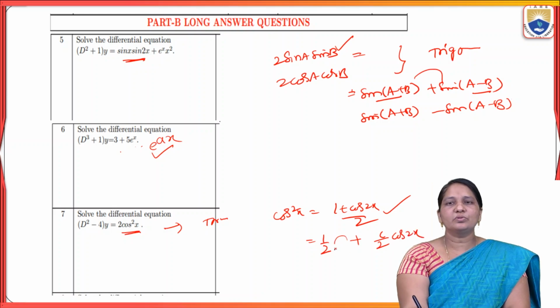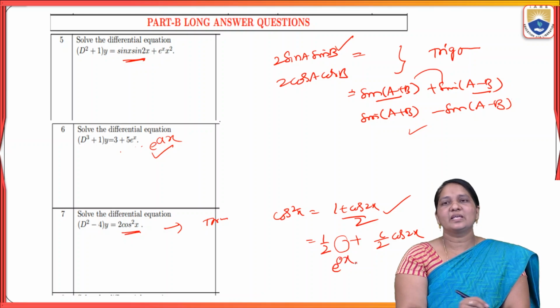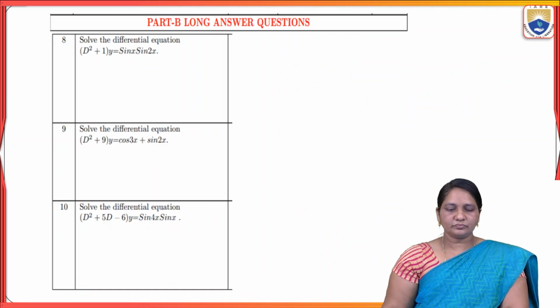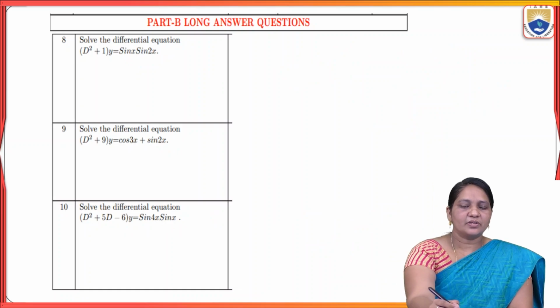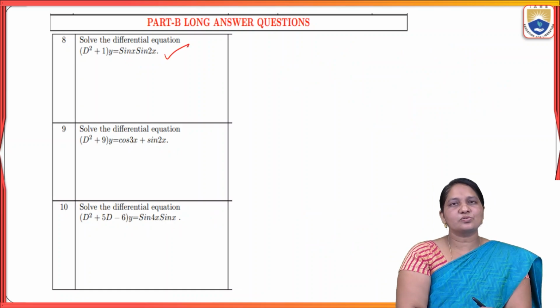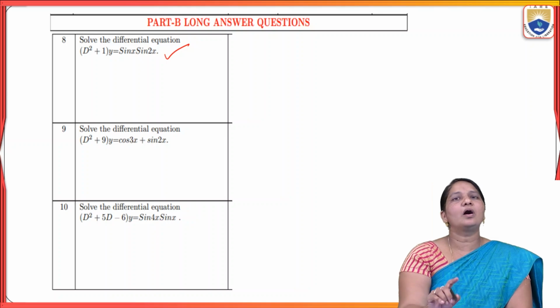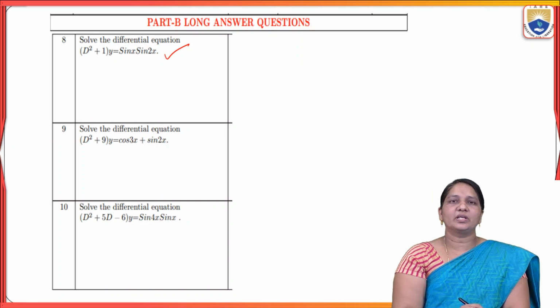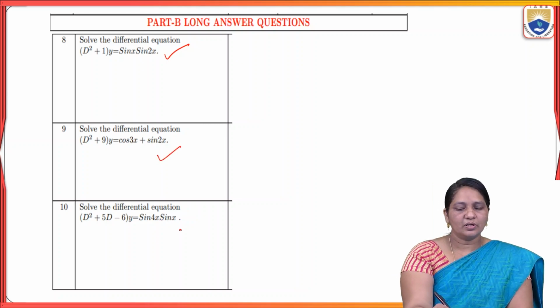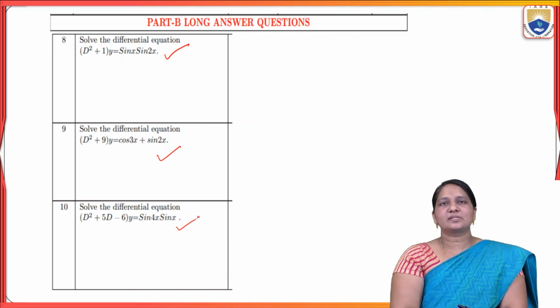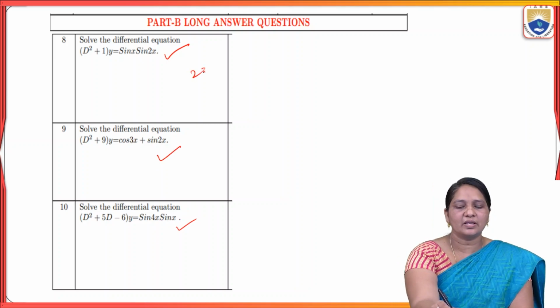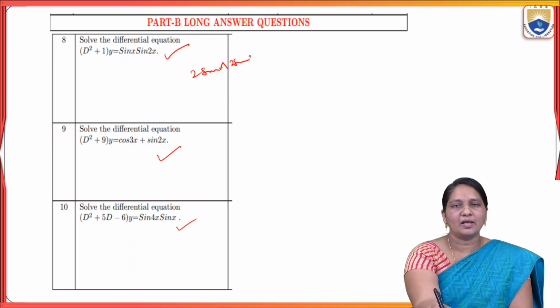So 1 by 2 into, this is the constant. In the same way like a previous problem, we have to replace e power 0x. For the cos x formula, we have to follow. So in the same way for the sin x and sin 2x also, we have to follow the trigonometric formula. After then, we have to split the given equation. So here also, and sin 4x and sin x also, we have to use here 2 sin a sin b formulas.